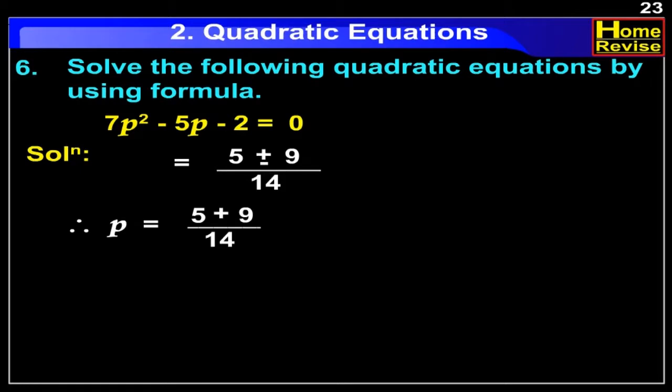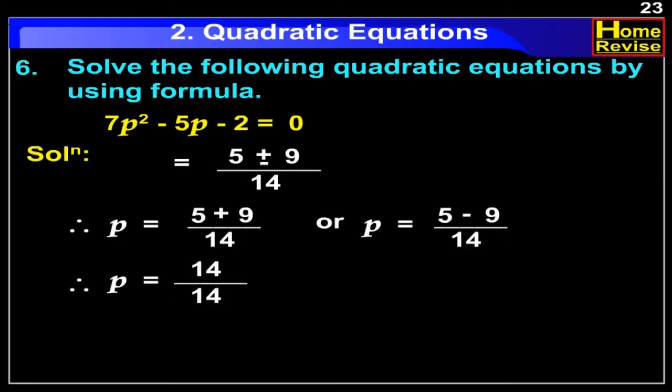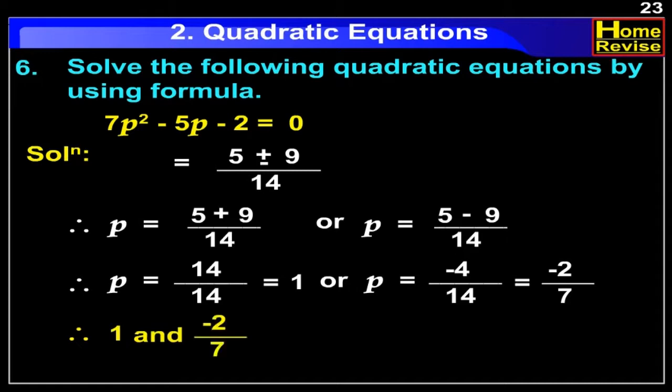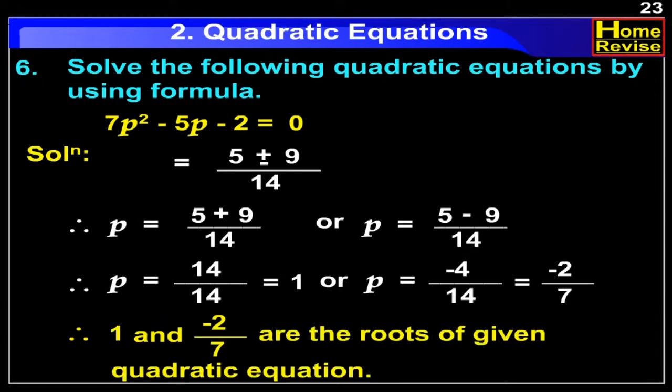Therefore, p = (5 + 9) / 14 or p = (5 - 9) / 14. Therefore, p = 14/14 = 1, or p = -4/14 = -2/7. Therefore, 1 and -2/7 are the roots of the given quadratic equation.